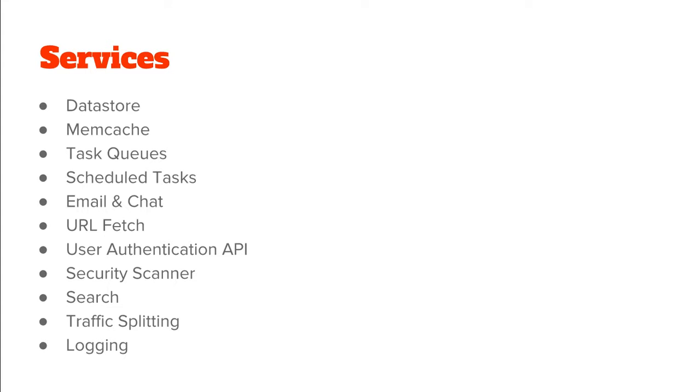Search. Use Google-like searches over structured data such as plain text, HTML, atom, numbers, dates, and geolocations. Traffic splitting. Route incoming requests to different app versions. You can run A/B tests to do incremental feature rollouts. Logging. Gives you programmatic access to application and request logs from within your app.